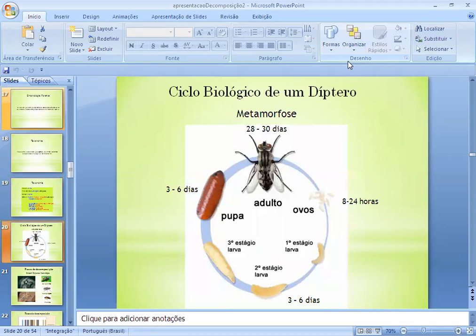The biological cycle of the Diptera, we say, is a complete metamorphosis, because there is the egg stage, the larva stage, the pupa stage, and the adult phase. Usually this cycle is very short.